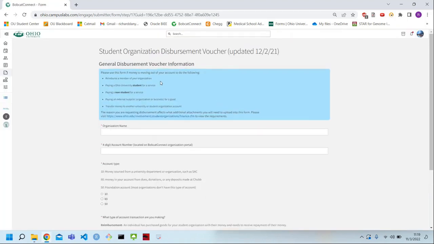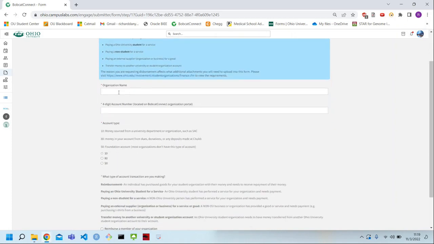Once we start this form, you'll see that it gives you a little bit of a description on the capabilities of this form. We can use this form to reimburse a member of the organization. We can use this form to pay an Ohio University student for a service. We can also pay a non-student for a service. We can pay an external supplier for a good. And we can also transfer money to another university or student organization account. And so the form is rather self-explanatory.